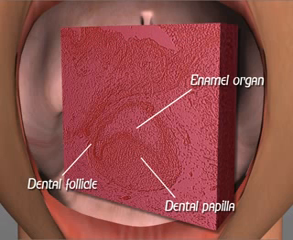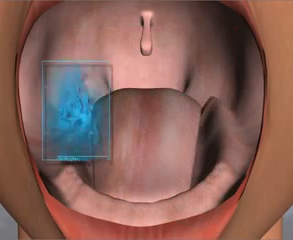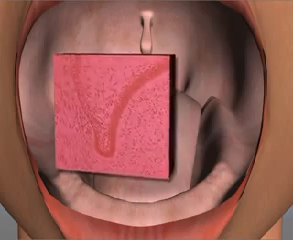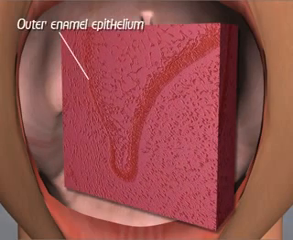The cells that will make the hard tissues of the crown, that is the ameloblasts and the odontoblasts, acquire their distinctive phenotype. This process is referred to as histodifferentiation. At the periphery of the enamel organ, the cells assume a low cuboidal shape and form the outer enamel epithelium.